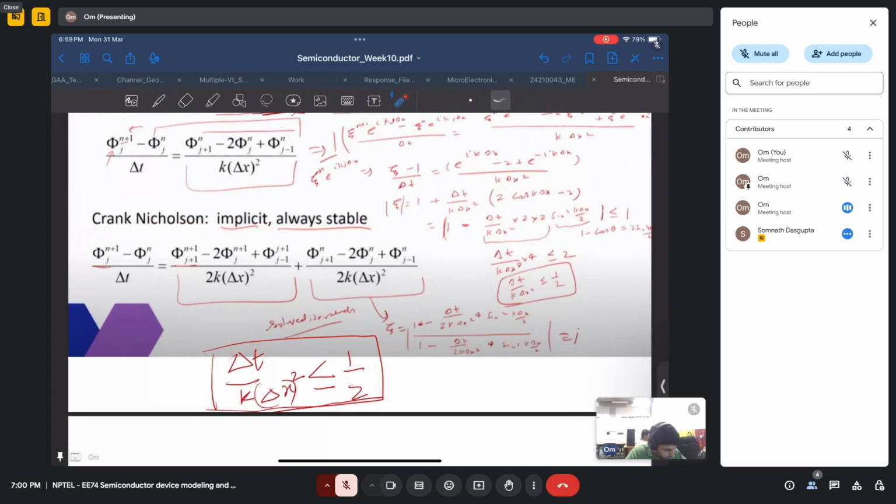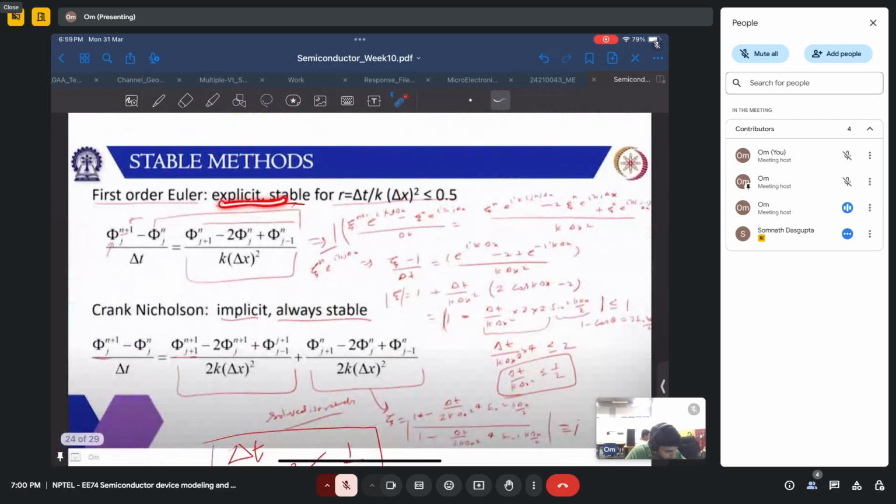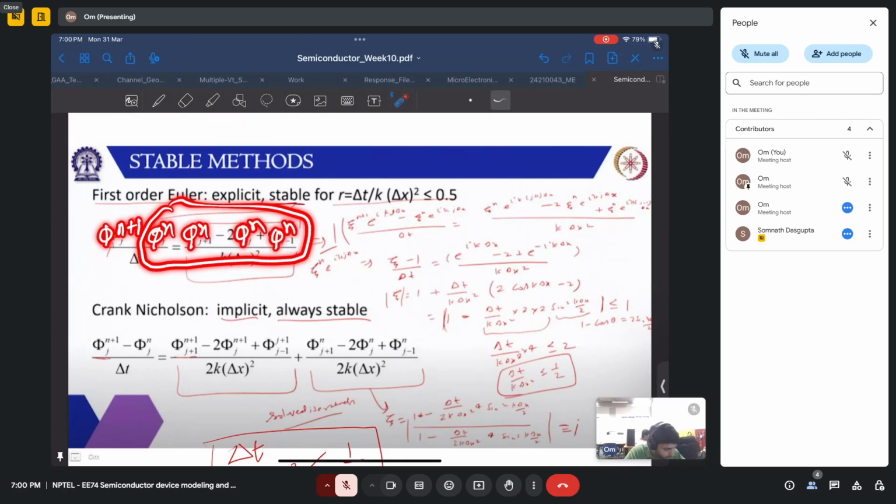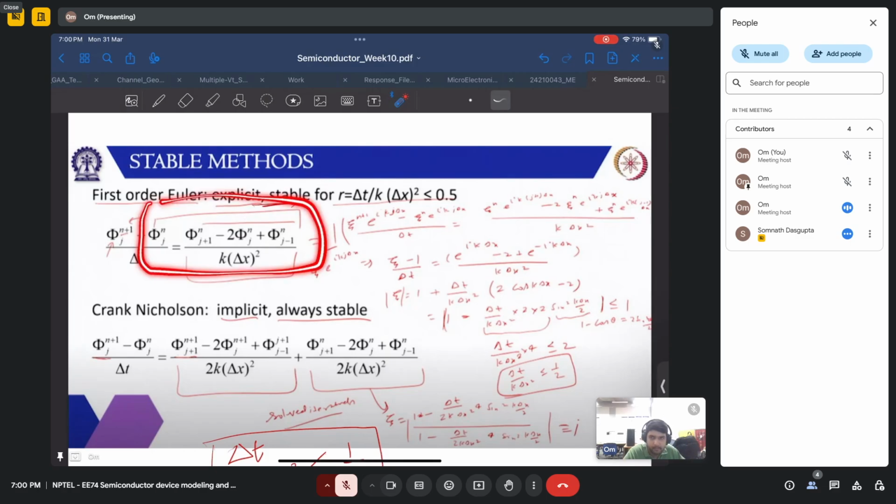So what is the difference between explicit and implicit? If you see in explicit, phi n plus 1, if we have to find it, it is only dependent on phi n terms. So we can calculate it a bit easily compared to those implicit equations, where your phi n plus 1 is dependent on phi n and other phi n plus 1 terms also. That means we cannot solve it directly.